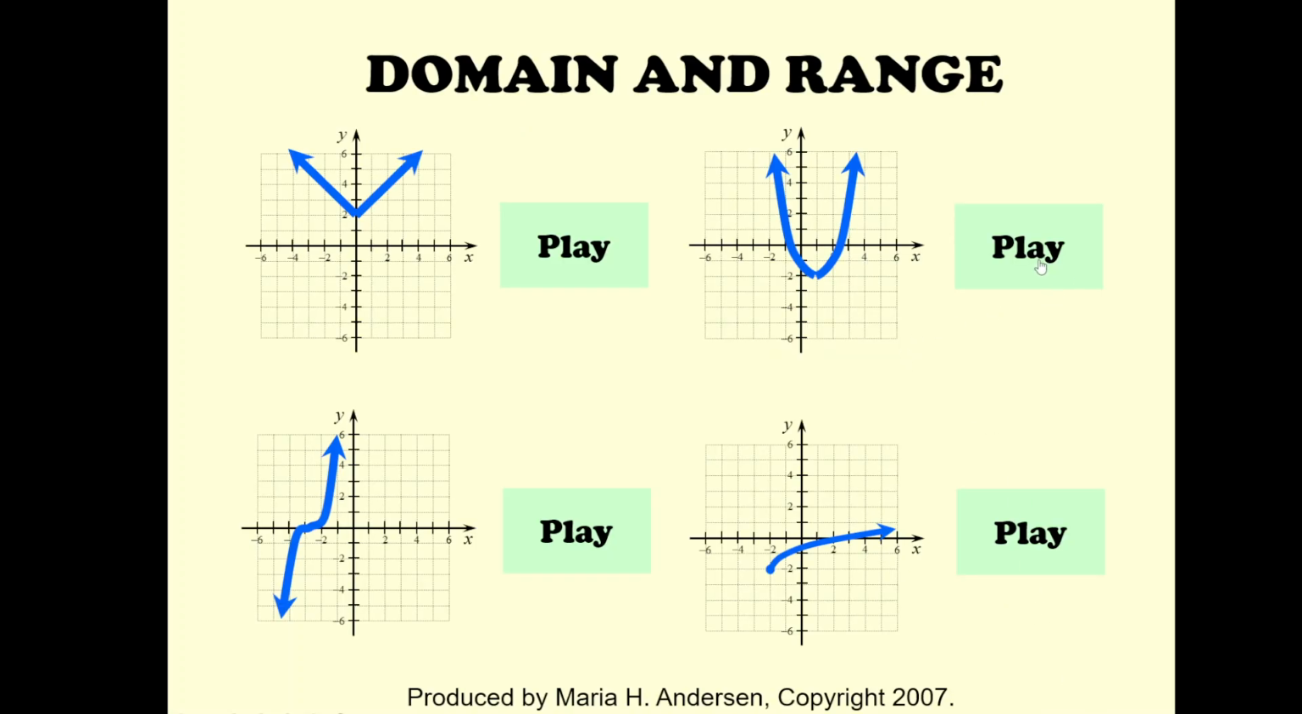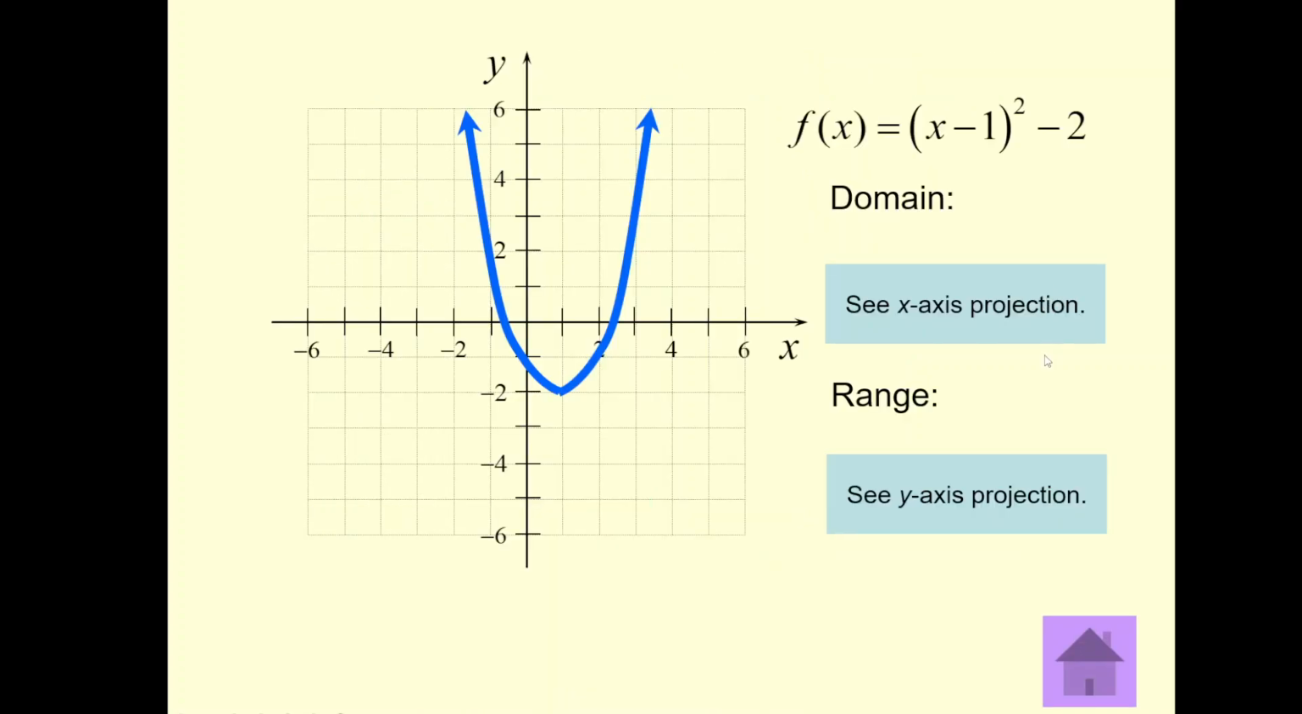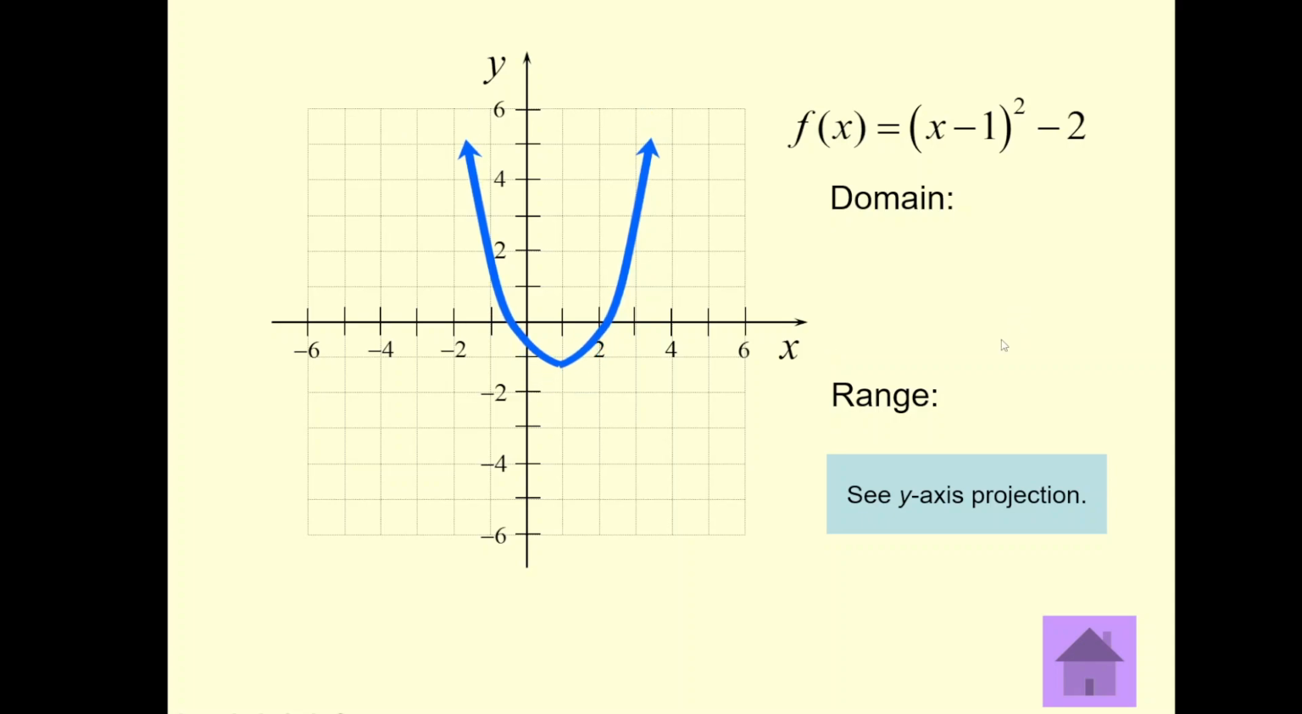Let's pick another one. Now this one, I always think it's funny they show because it's identical to the last one we did. So if you look at this graph, it's got arrows going to the left and to the right, and there's a continuous graph between it. So the domain is also all real numbers, or negative infinity to infinity. Again, set notation, interval notation.